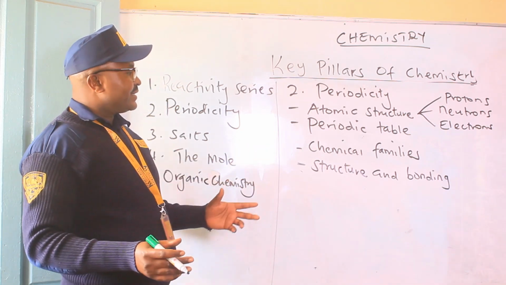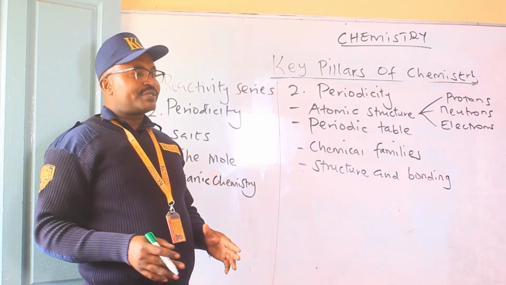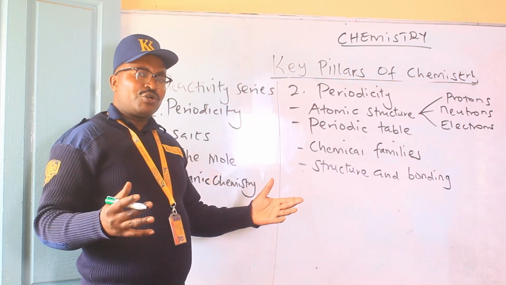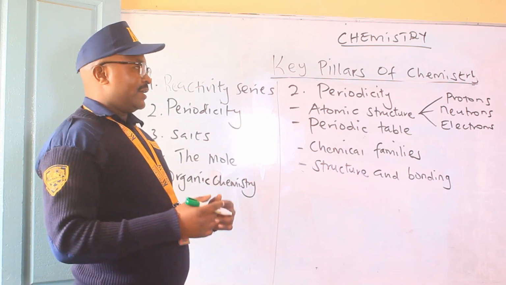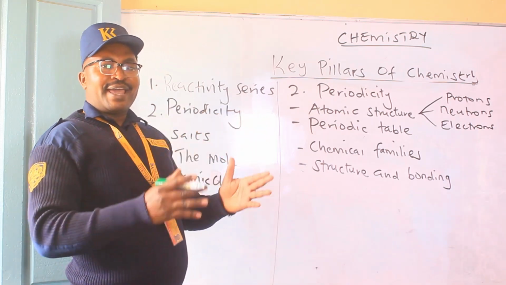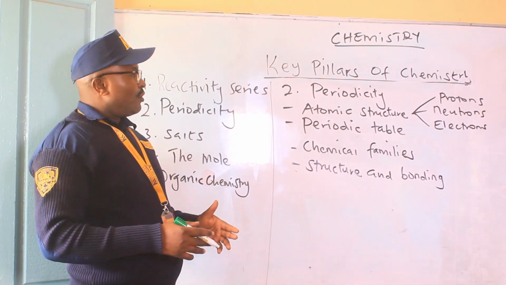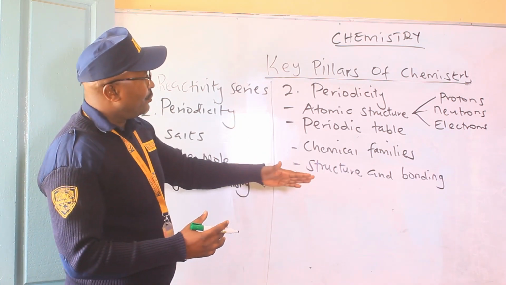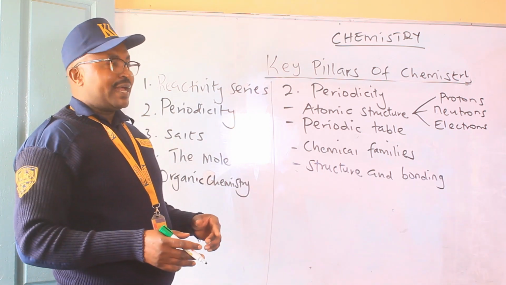Structure and bonding is encompassed in this area of periodicity, because when a periodic table is drawn, a question will be posed where you are asked, using dot and crosses, to show bonding between element F and element W. That's an example I'm giving you. So, if you are able to connect structure and bonding with the periodic table, then definitely you'll be able to answer that question.